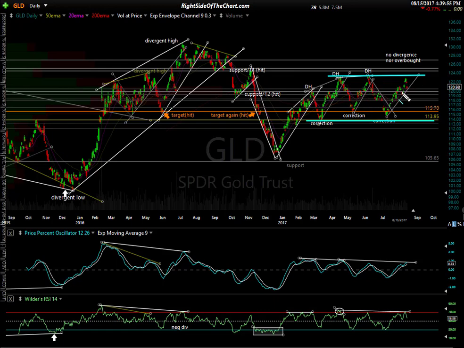So that's where we are right now in gold. We're still in no man's land. We need to see a breakout here, and more importantly, I've spent enough time on that. Let's jump over to the euro now.